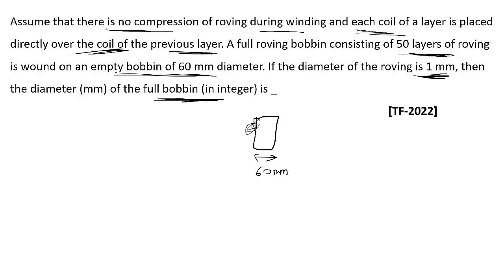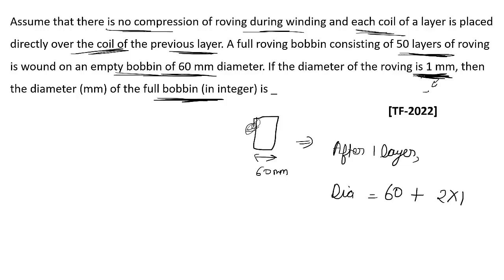It is asked. So, after one layer of roving, what will be the diameter? The roving is on both the sides, so the diameter is 2r. So diameter becomes 60 mm plus 2 into 1, on both the sides of the bobbin, that is, the front side and the back side, so 62 mm is the diameter of the first layer. And similarly for the second layer, 60 plus 2 into 2, so on and so forth.